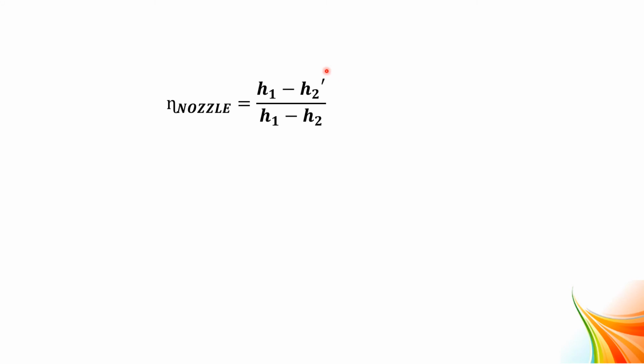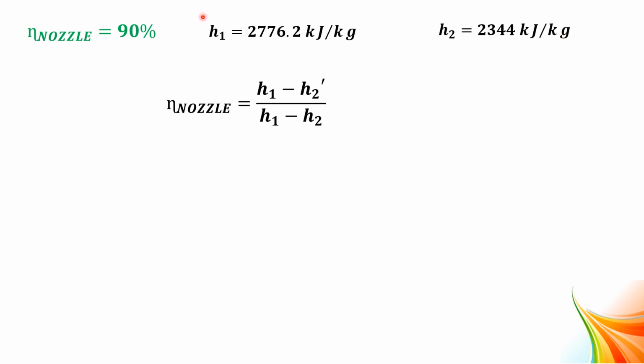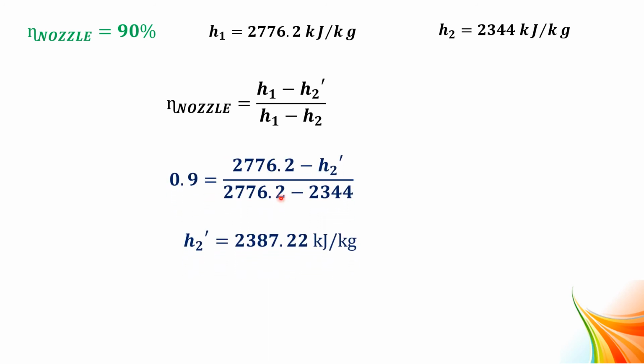Now we have to find out the value of H2 dash to calculate the value of X2 dash. So already we know nozzle efficiency equal to H1 minus H2 dash divided by H1 minus H2. Nozzle efficiency is 90%, and H1 and H2 values are 2776.2 kilojoule per kilogram and 2344 kilojoule per kilogram respectively. Substituting these three values in the nozzle efficiency equation, we get H2 dash is equal to 2387.22 kilojoule per kilogram.